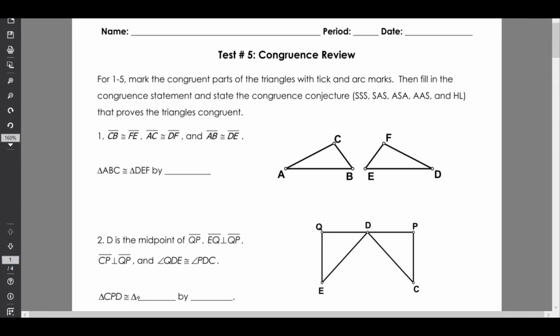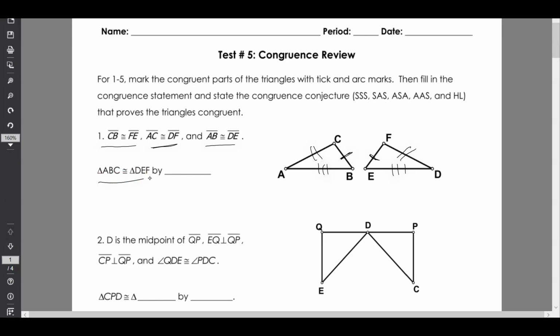All right, so here's our review. You want to label everything it tells you to label. So CB and FE, got to put tick marks on those sides. AC and DF. So AC, DEF. And then AB and DE. AB, DE. Cool. And then they are congruent.